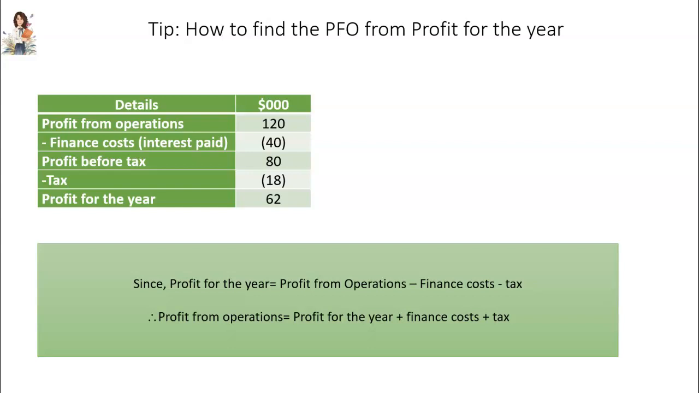We know that our cash flow statement's starting point will always be profit from operations. But what if you are not given the profit from operations in a question? For this, we will have to revise the format of the income statement. In the income statement, profit from operations minus finance costs gives you profit before tax, from which we will subtract the tax to arrive at the profit for the year. So suppose you are given profit for the year in a question and you have to arrive at the profit from operations. You can find it out by using the equation profit from operations is equal to profit for the year plus finance cost plus tax.